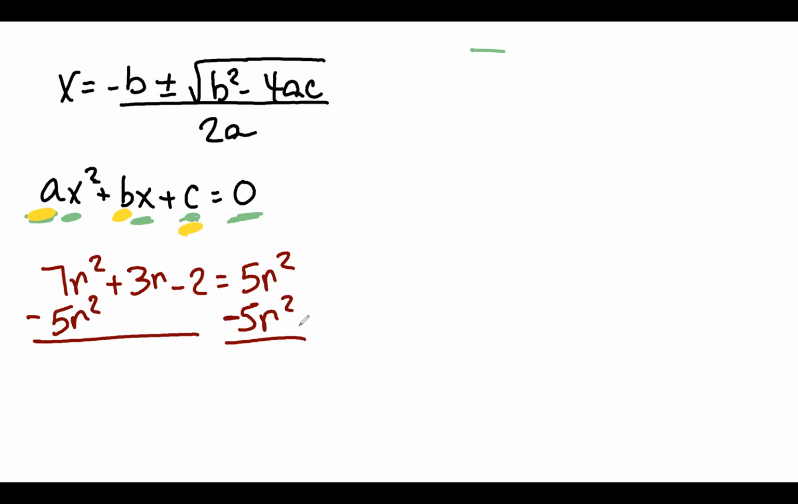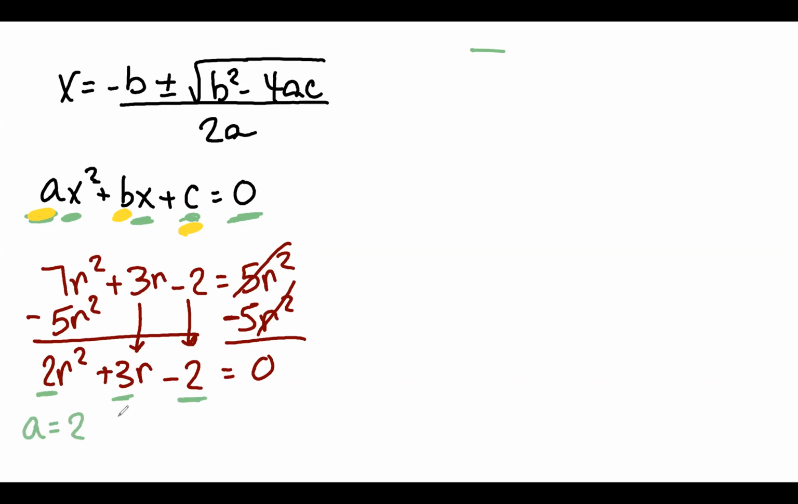Okay, so 7r squared minus 5r squared is 2r squared. Then we bring down the 3r, bring down the minus 2, and then these cancel, so we have a 0 over here. Okay, so here's our A, here's our B, and this is our C. Okay, A is equal to 2, B is equal to 3, and C equals negative 2.